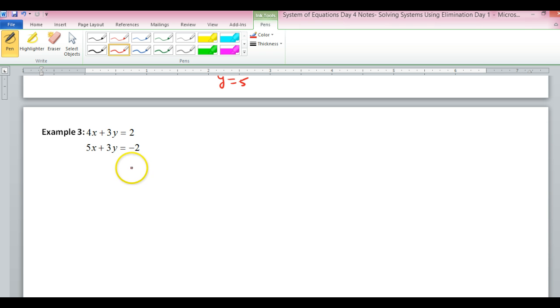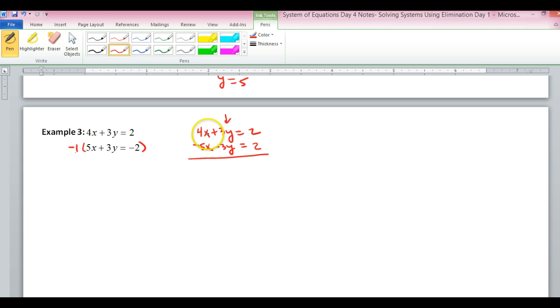Therefore, I have to pick one equation to multiply by some number. Well, I'm going to leave the top equation the same: 4x plus 3y equals 2. But the second equation, I'm going to multiply everything by negative 1. Because when I multiply by negative 1, negative 1 times 5x is negative 5x. Negative 1 times 3y is negative 3y, equals negative 1 times negative 2, which is positive 2. And if you notice, now I've created opposite coefficients for the y's, and they will eliminate.